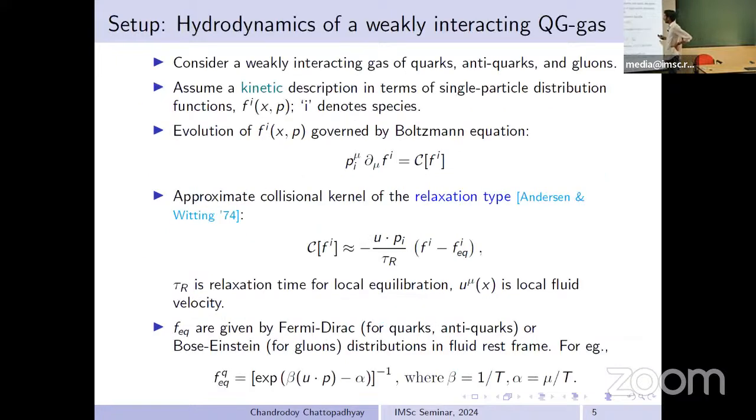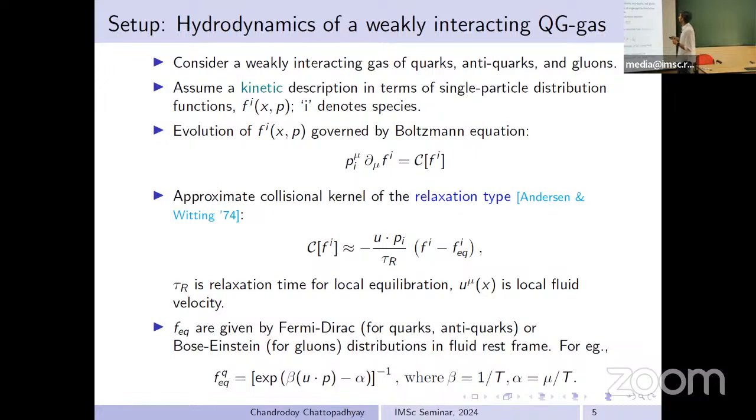Let us consider a gas composed of very weakly interacting quarks, antiquarks, and gluons. The model that I'm describing is a very crude model of quark-gluon plasma, but for the purposes of this talk, where I'm just interested in showing how some novel non-equilibrium features can turn up, which are in contradiction to our usual intuition, I hope this will be sufficient.